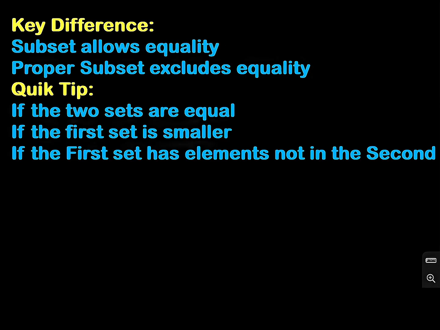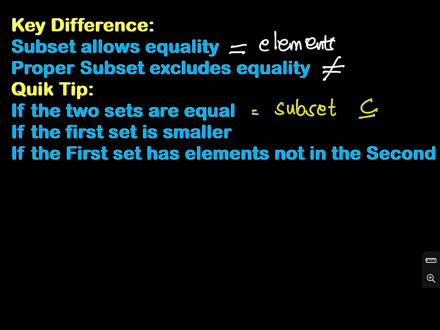Subset allows equality, meaning you can list down all elements from set B to set A, or from the second set to the first set, while the proper subset excludes equality, or you cannot list all elements from the second set to the first set. So in proper subset, it should contain fewer elements than the main set.